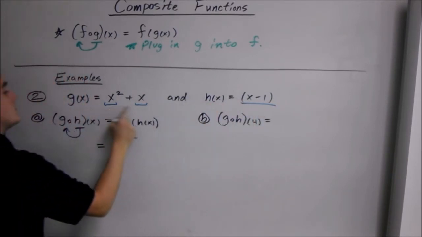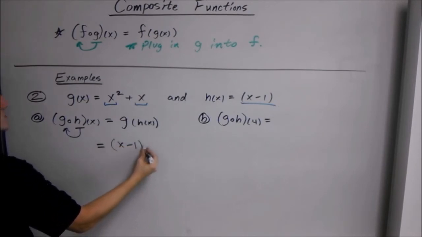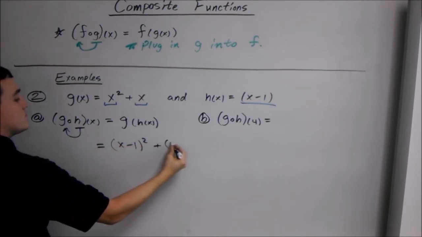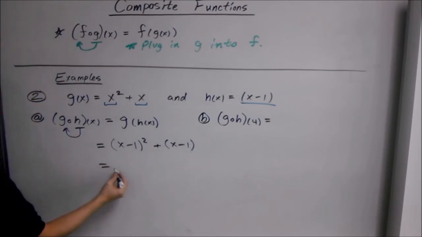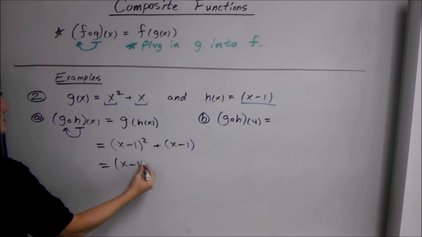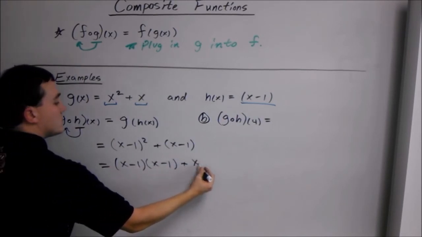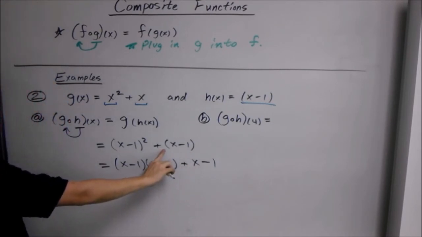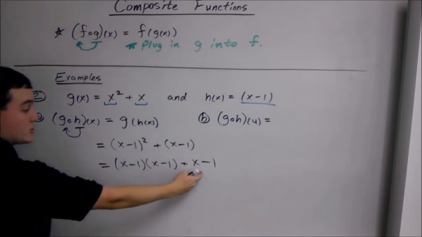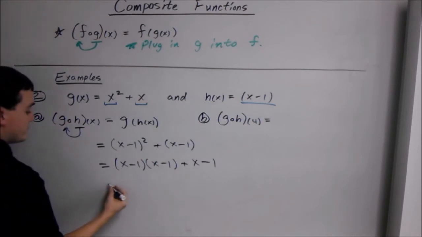This is replacing both of these x's, so we get x minus 1 squared plus x minus 1. We have to FOIL that because when you square something, you multiply it by itself. You don't really need these parentheses because you're just distributing a positive 1, and that's not going to change anything. So we do need to FOIL this though.